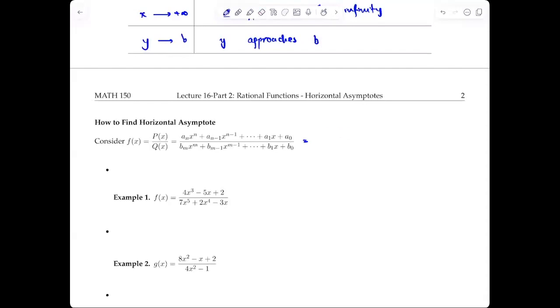So the numerator is a polynomial of degree n. And in the denominator, you have a polynomial of degree m.